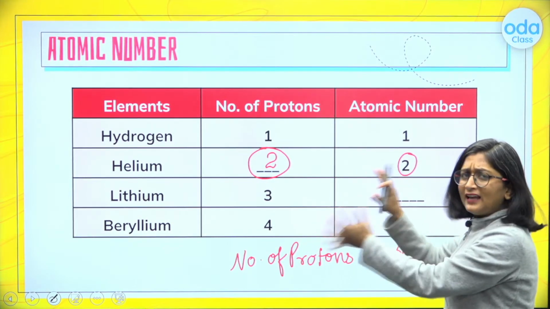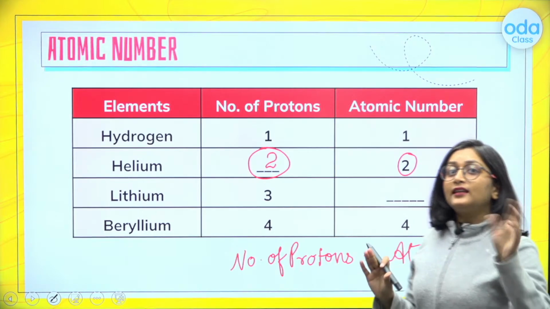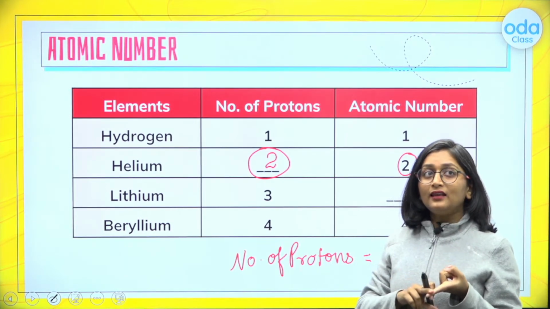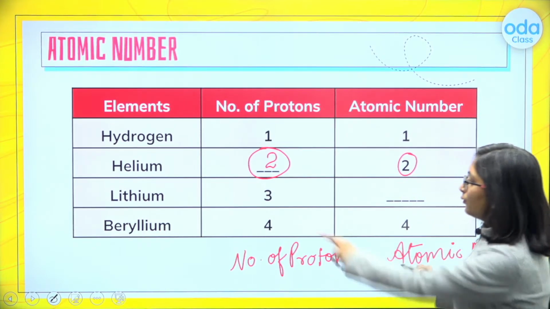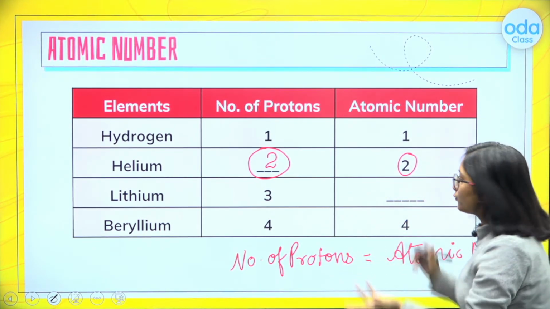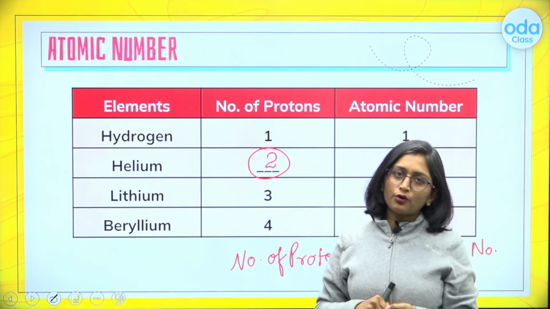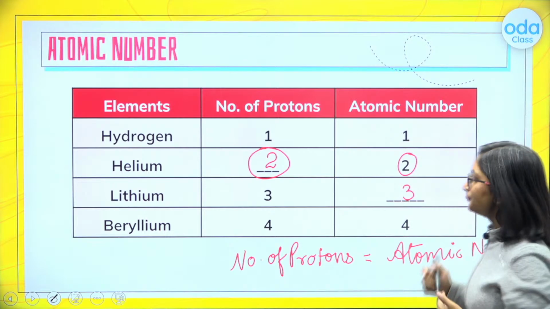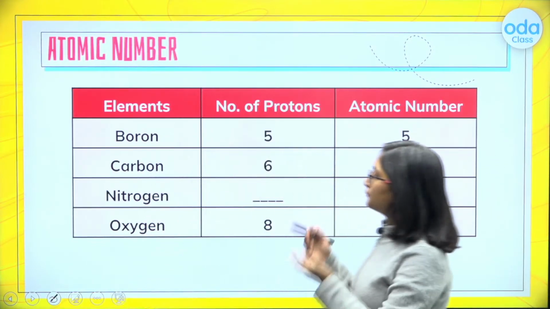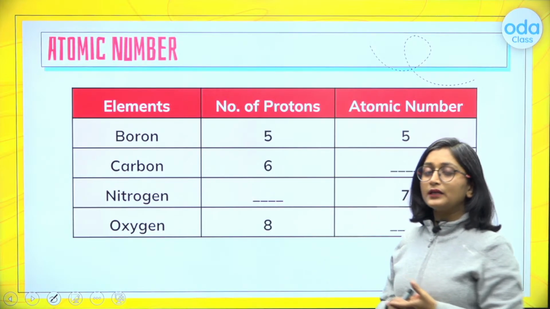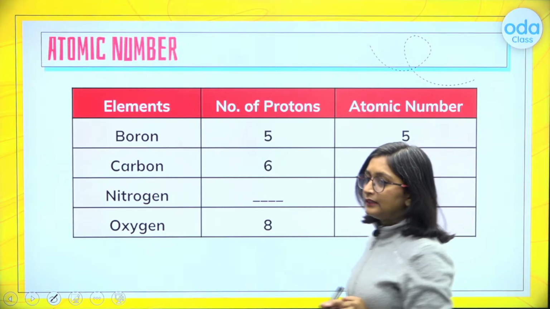If either of them is given, you can just equate them. If the lithium atomic number is 3, then the number of protons would be 3, right? Now, here the number of protons is 3, so what would we say about the atomic number? 3. Beryllium, 4 is the number of protons, and 4 is the atomic number. Now, going forward, if you look into the other ones, boron, carbon, nitrogen, oxygen, you will get to know that yes, this same formula applies for these.